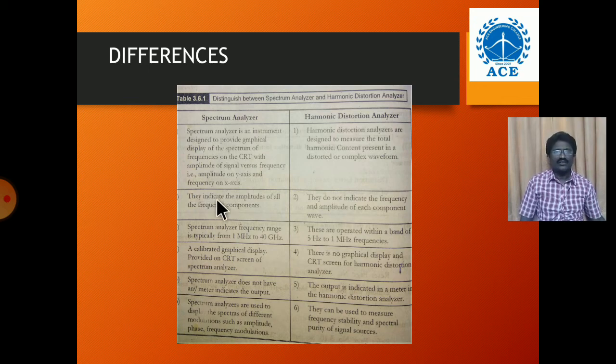Next, the third one. These are also known as analyzers that measure the amplitude of frequency components within the range 10 Hz to 40 megahertz.